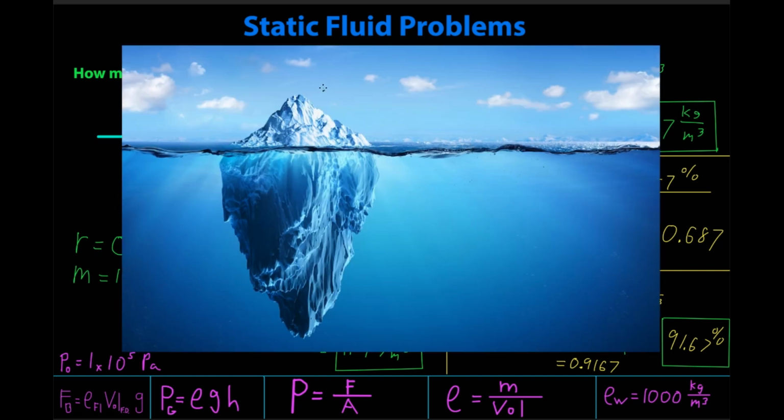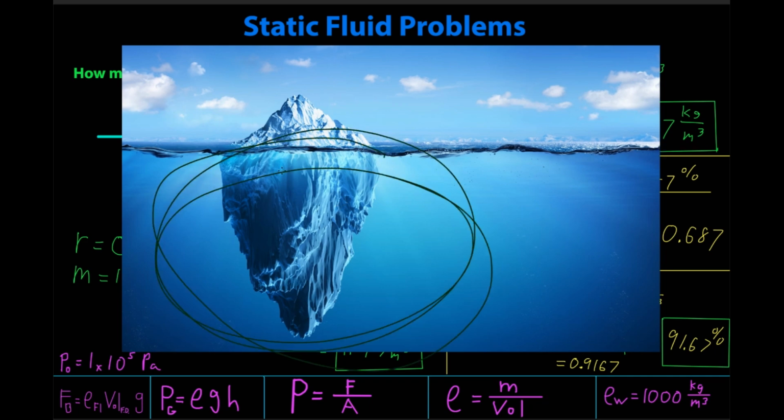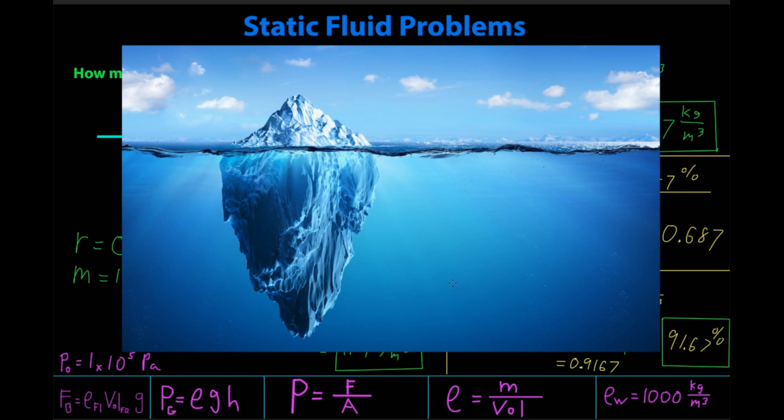So the problem for boats is if they're looking at an iceberg, they're only seeing the top part sticking out of the water, and that's about 8% of the iceberg. The other 92% is underneath the waterline, and that is a lot of mass that they definitely do not want to run into. The Titanic, of course, was a perfect example of this.